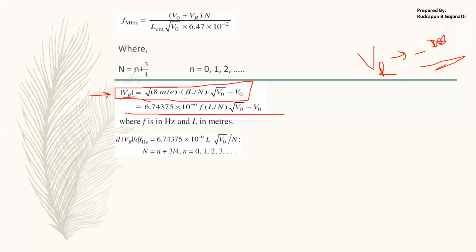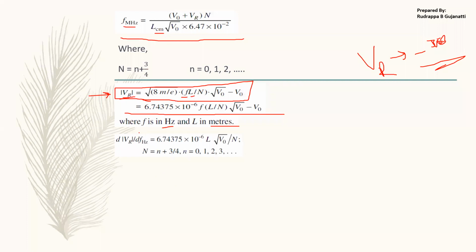Another thing to remember is that F is in SI unit, and L is also in SI unit. That is, F is in hertz and L is in meters. Only in this equation you have to be careful. It is in SI unit, but you'll get the result in megahertz, and here you have to specify the length in centimeters.